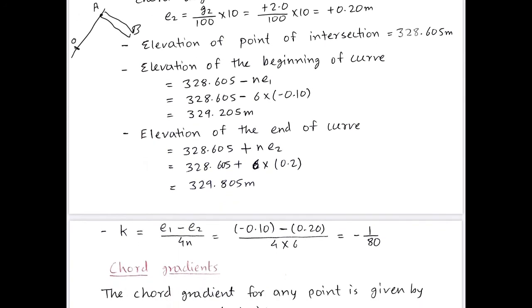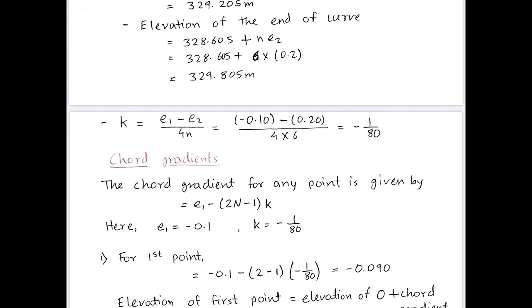Now knowing this, we have to find out chord gradients. To find out chord gradients, we require the value of k, and k is found out by using the formula (E1 minus E2) upon 4n. So E1 and E2 are given, n we have found out, which is 6, and by using this formula we'll get the value of k, that is minus 1 by 80. So value of k is minus 1 upon 80.